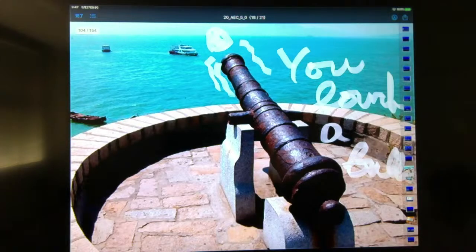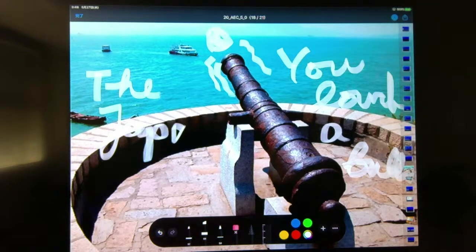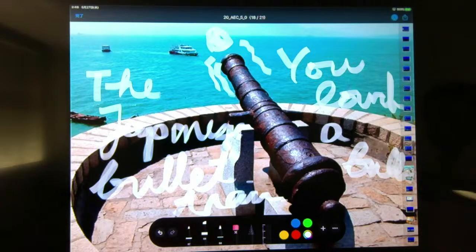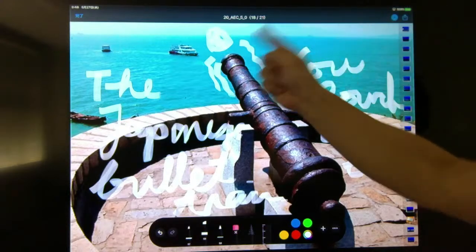Yeah, like bullet is some great plane. The Japanese bullet train. The Japanese bullet train is Shinkansen. Shinkansen is a bullet train. It runs like a bullet.